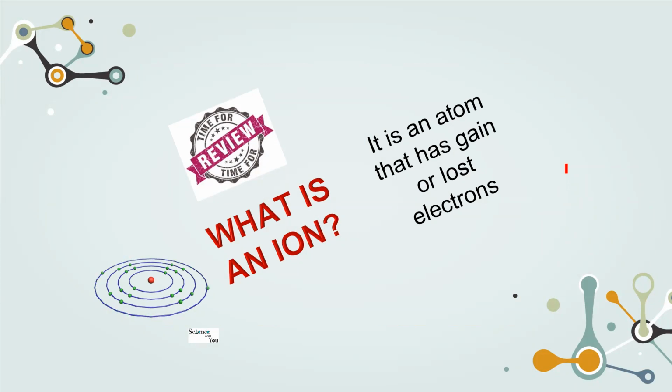Sir, when an atom gains an electron, like it borrows an electron from the other atom, it becomes an ion. When it borrows an electron, it becomes a negative ion, and which loses the electron is called a positive ion. Okay, fine.